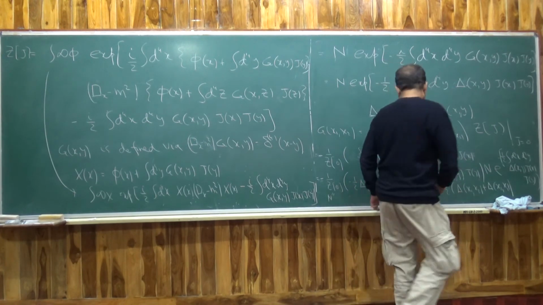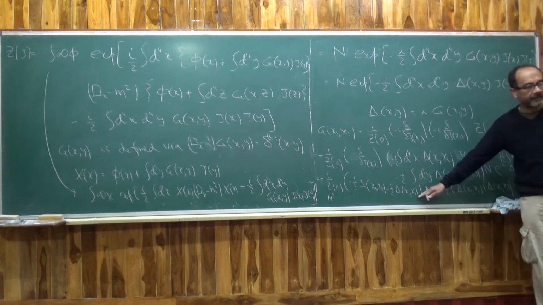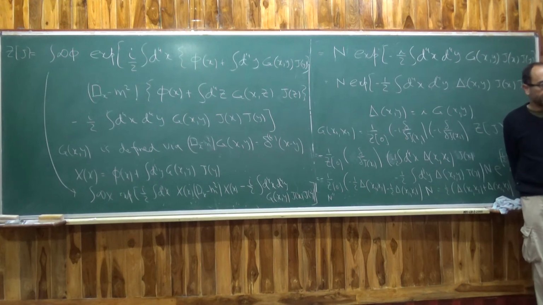Then delta j could act on this. But after it acts on this, you are supposed to set j equal to 0. If it acts on this, it will bring down one more factor of j. This is quadratic in j, so there are already two factors of j here. The second term where delta j had acted on this is non-zero, but after you set j equal to 0, that term will go away. That's why I didn't write that term. I can just stop at these two terms that I have written here. Is this point clear?